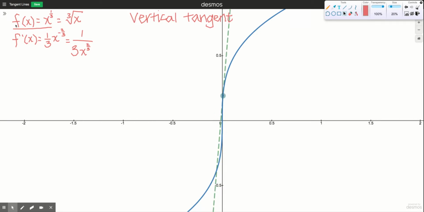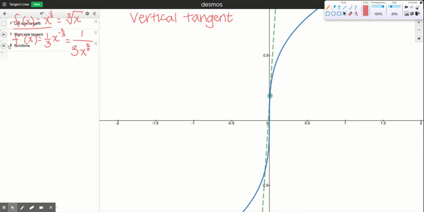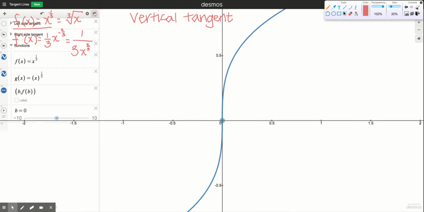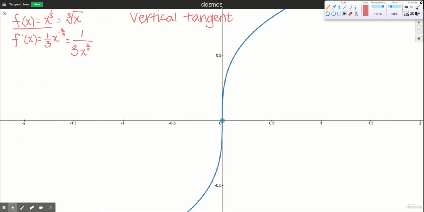Now, when it has no slope, that doesn't mean that the function doesn't exist. All that means is that the derivative does not exist. So right here, actually it disappeared because it could not calculate the slope anymore of that line. So what's happening is if I plug 0 into the derivative here, I'm going to get 1/3 times 0, which is undefined.